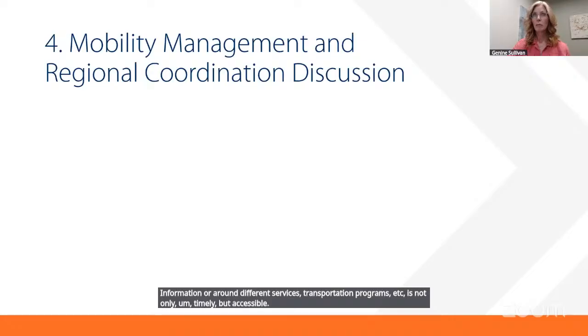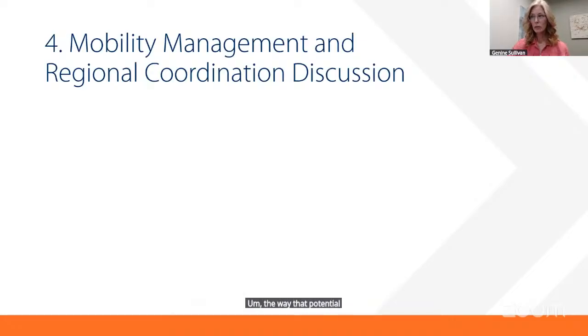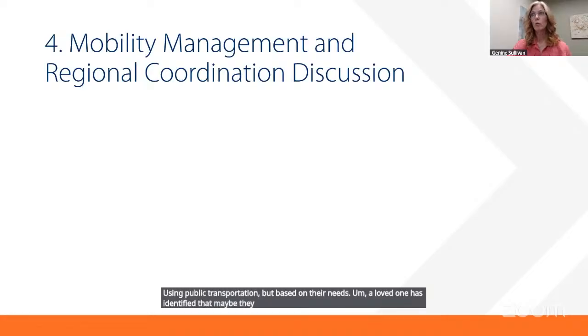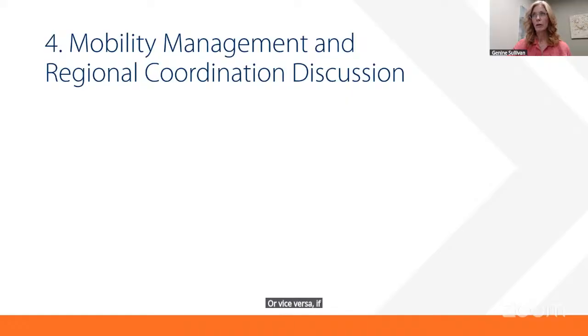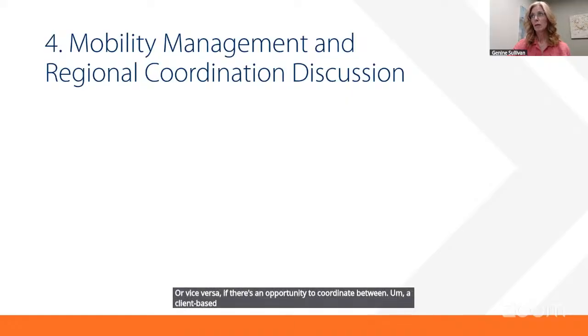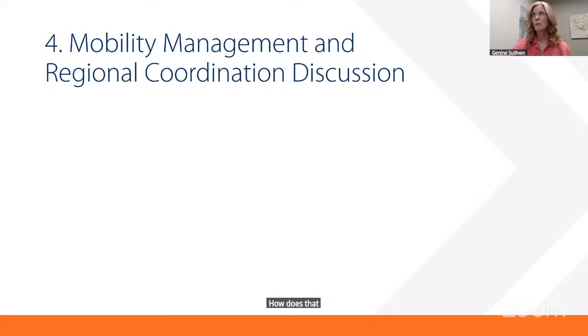The way that potential referrals could take place, right? So let's say a rider is using public transportation, but based on their needs, a loved one has identified that maybe they need an additional level of support. What does the referral look like? Or vice versa, if there's an opportunity to coordinate between a client-based organization and public transit, how does that transpire?